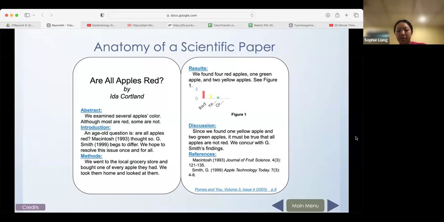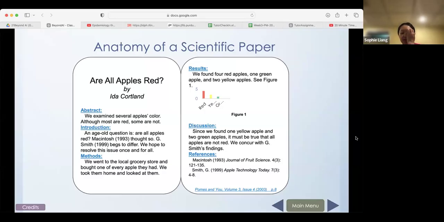So next section is the method section. This section says, "We went to the local grocery store and bought one of every apple that I had. We took them home and looked at them." So this is what the scientists did with the apples. It's their experiment, their procedure.